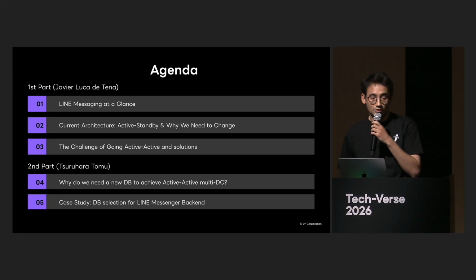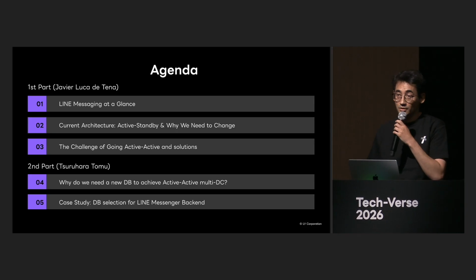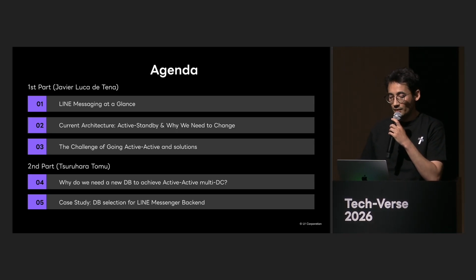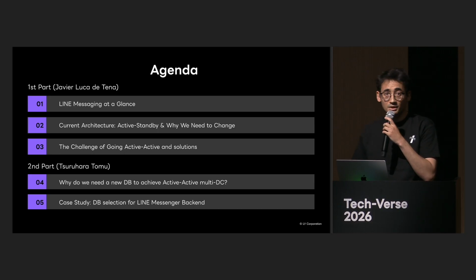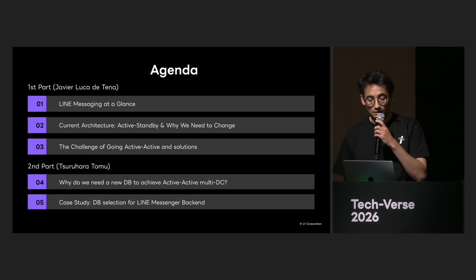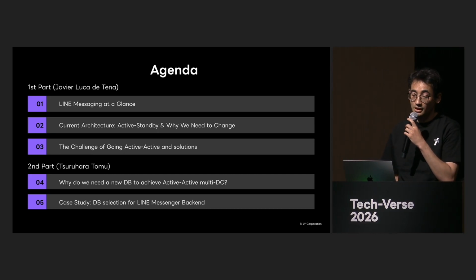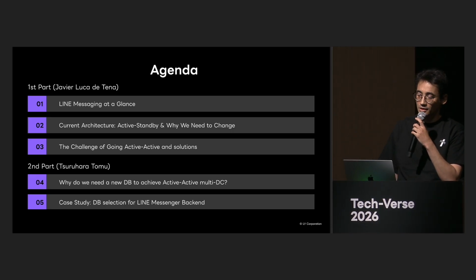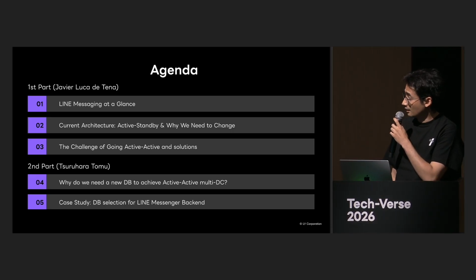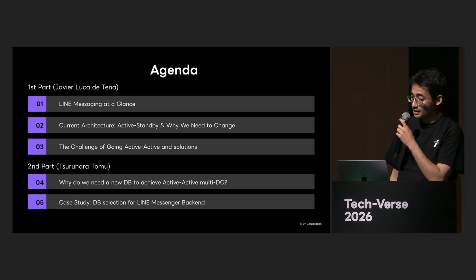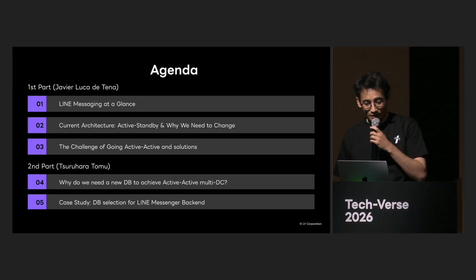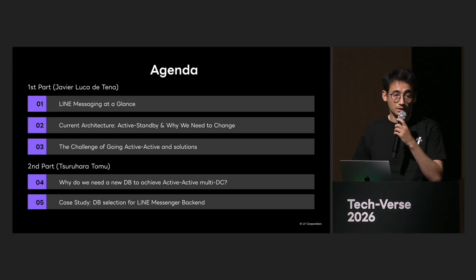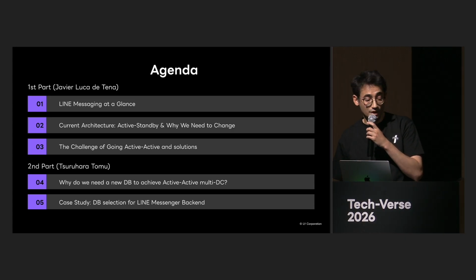This session consists of two parts. I will be talking first, the first half, about the LINE messaging and the active standby architecture, what limitations we have faced, and why we have decided to move to an active architecture. I will also be sharing some of the solutions that we have thought of and some of the challenges that we are facing. Then Tsuruhara-san will take over and talk about why we need a new database to make all of this work.